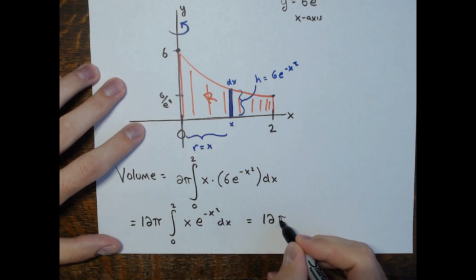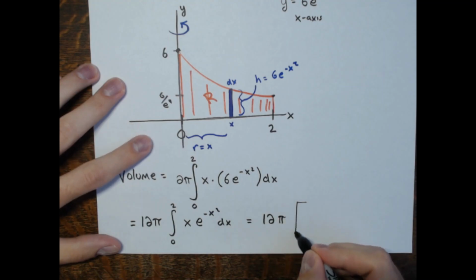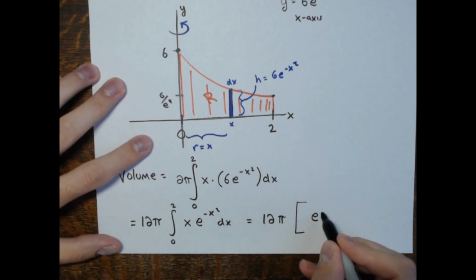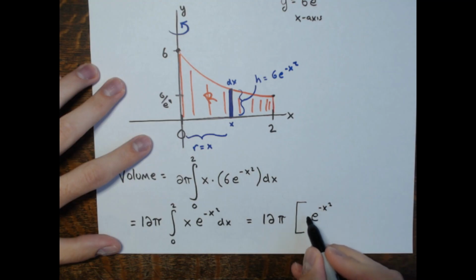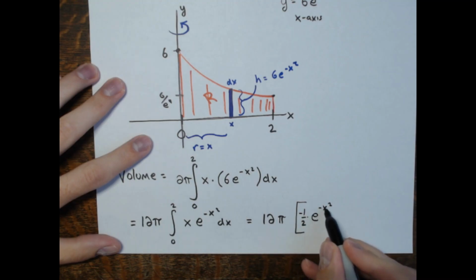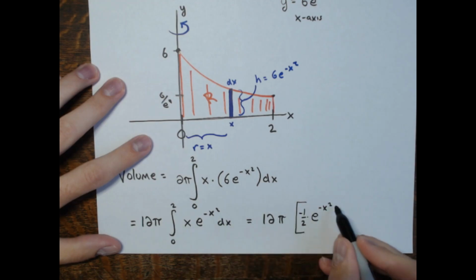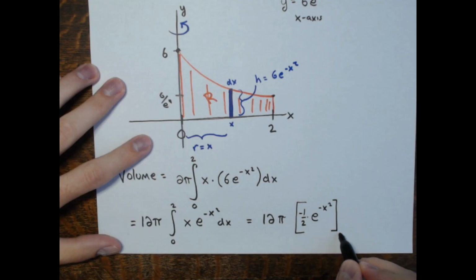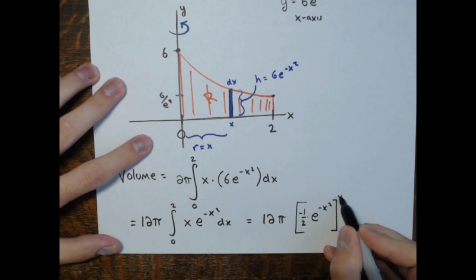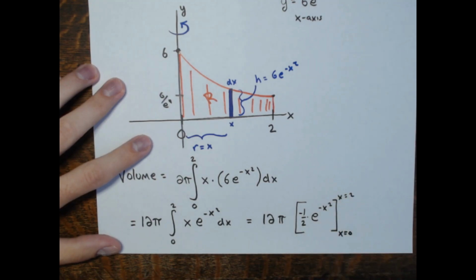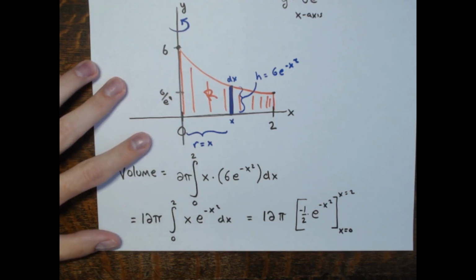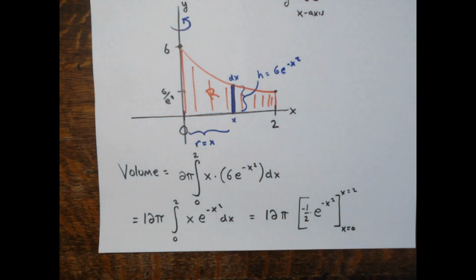So it's going to be 12 pi, and then the antiderivative of this would be e to the negative x squared, times negative 1/2. If I were to differentiate this, I'd have e to the negative x squared, then times negative 2x would be positive x, so I get that back. And we're going from x equals 0 to x equals 2. I didn't do any u substitution here. Again, you could have, I just didn't feel like it was necessary.